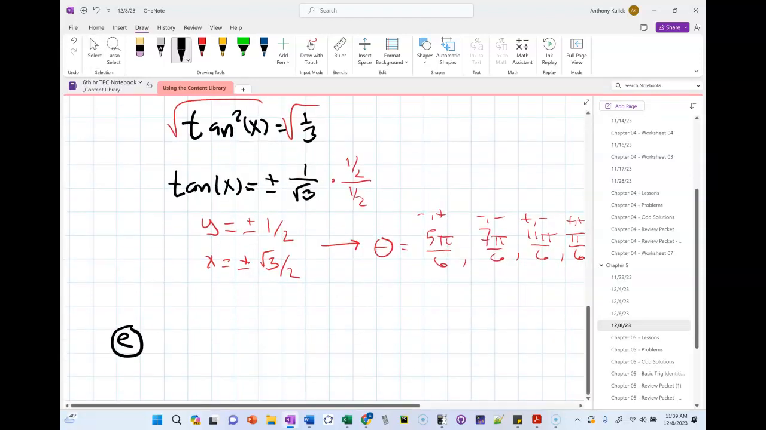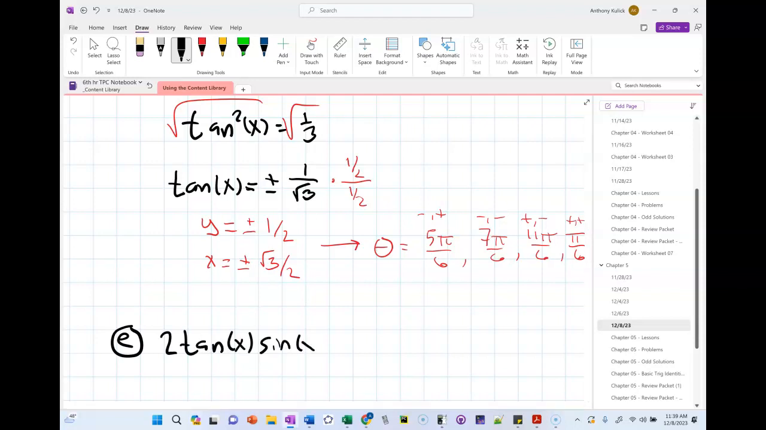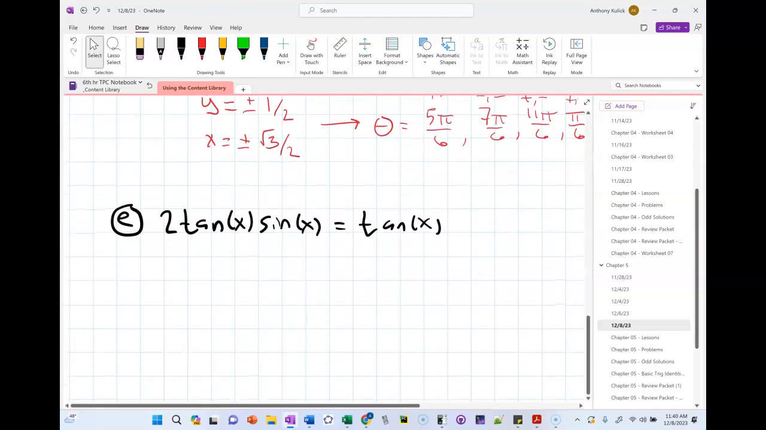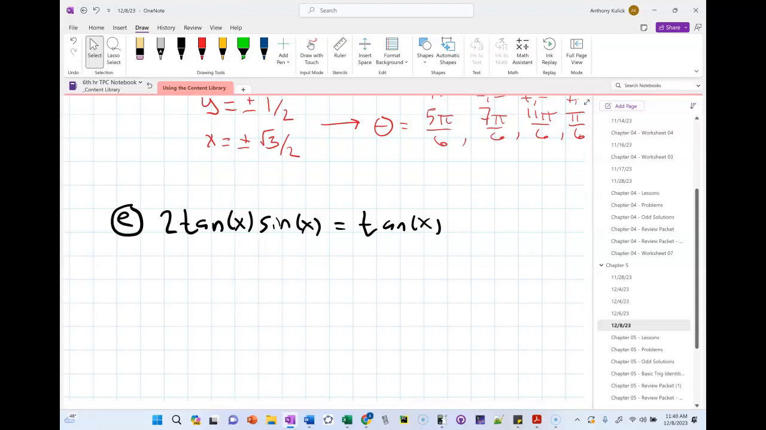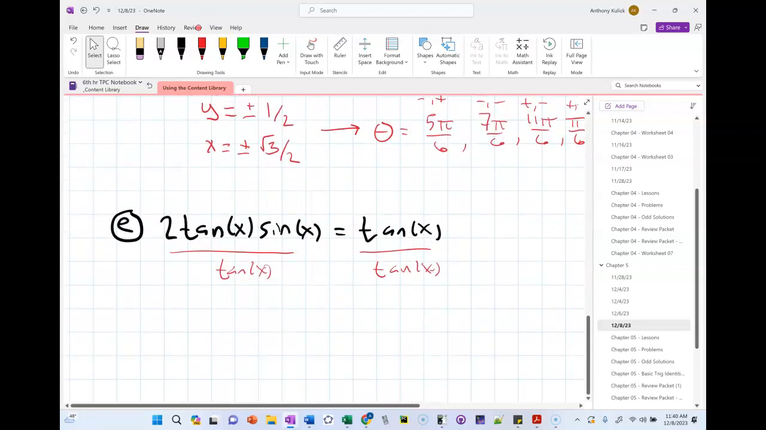Okay, what if we have 2 tan x sine x equals tan x? What do we want to do to solve this one? So it's tempting to want to divide by tan, right? But there's a problem in doing that. What's that? It's connected to the sine. That's not so much the problem, because like the 3 was connected to the tangent up there, and we divided by 3 there.